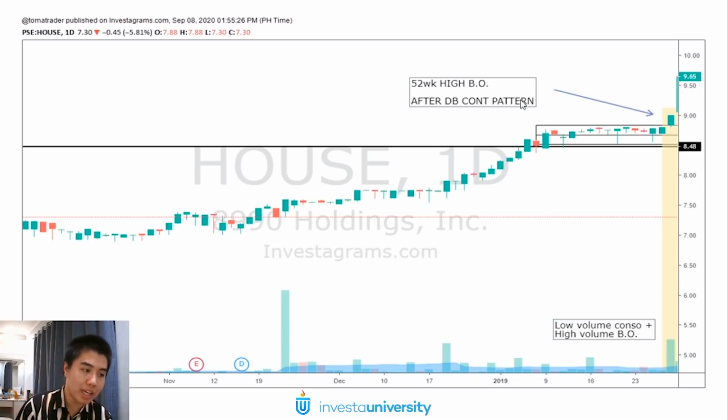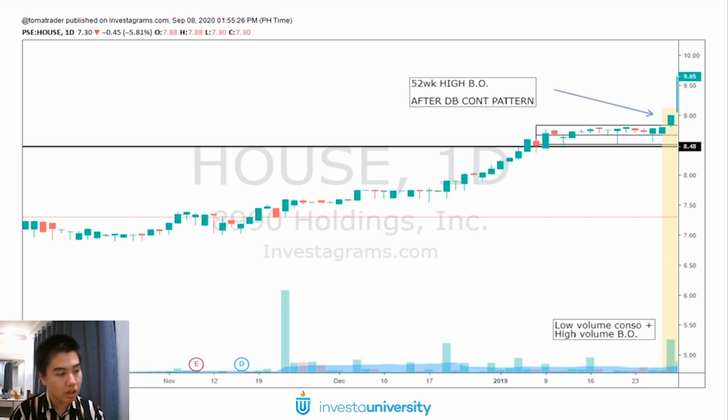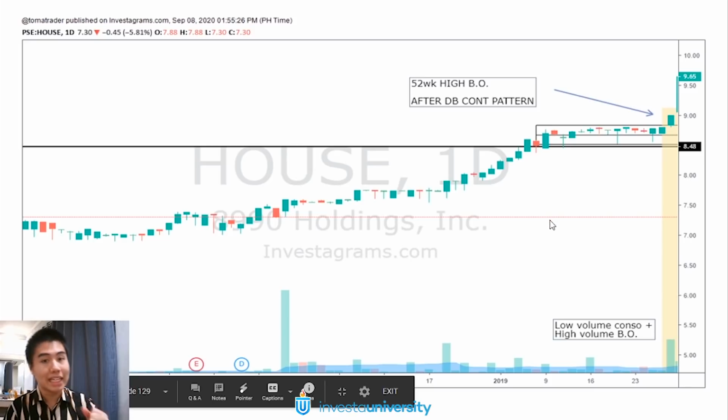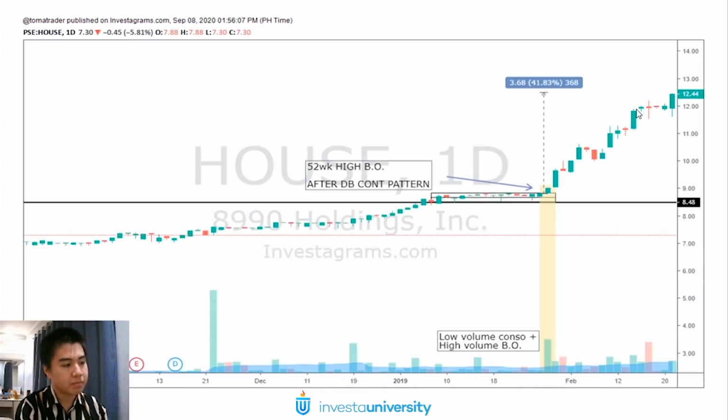So, we have a 52-week high breakout after a Darvas box continuation pattern. Tapos, low volume conso, meaning naka-profit taking lang, but, there's not that much supply coming into the market. The demand is still holding the stock up. Tapos, nagka-high volume breakout showing institutional demand. So, dyan ako bumili. Bumili ako sa opening na nag-gap up, tapos nag-add ako sa position ko sa closing. And then, it went up 41% in a very short period of time.